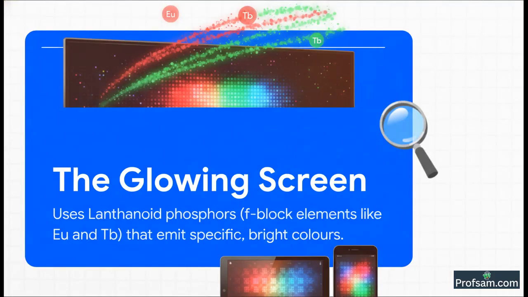All right, next up, let's look at that glowing screen, those vibrant colors. They are created by special materials called phosphors. And guess what? These phosphors use F block elements, which you might also know as the lanthanoids. For example, an element called europium gives us those brilliant reds, and another one, terbium, creates the vivid greens. Their unique property is that they can absorb energy and then re-emit it as very specific bright light.